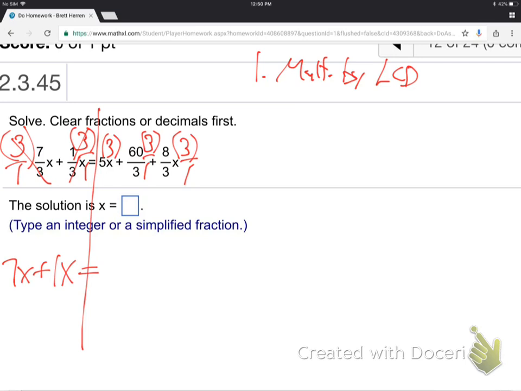Now on the other side, 3 times 5 is 15x. Everybody see that? Because that 3 is the only 3 that's not canceled out by a denominator. All the rest are canceled out, aren't they? Like this one is canceled, so it's just 60. This one is canceled, so it's just 8x. No more fractions. Much nicer now.